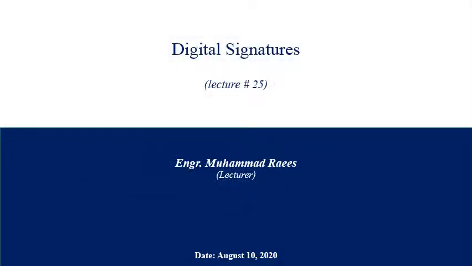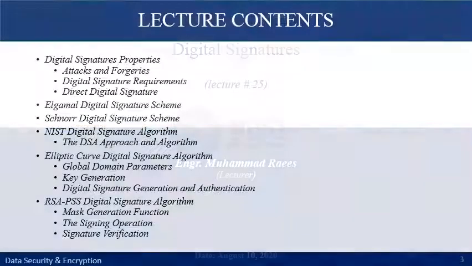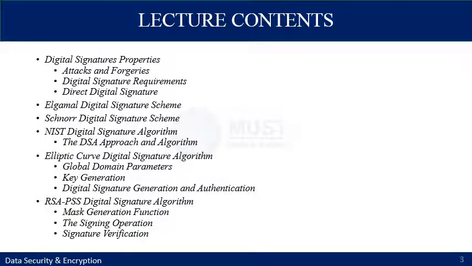This is lecture 25 of data security and encryption, and in this lecture I am going to discuss the digital signature. The most important development in the work on public key cryptography is the digital signature. The digital signature provides a set of security capabilities that would be difficult to implement in any other way.